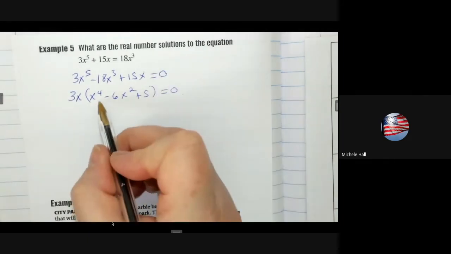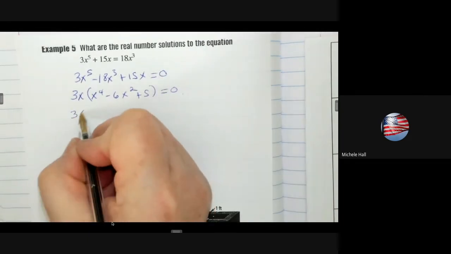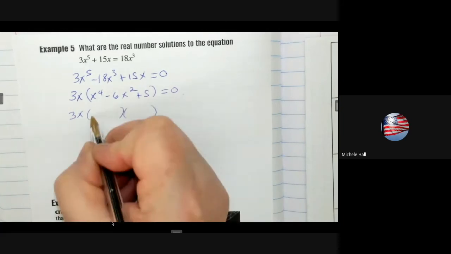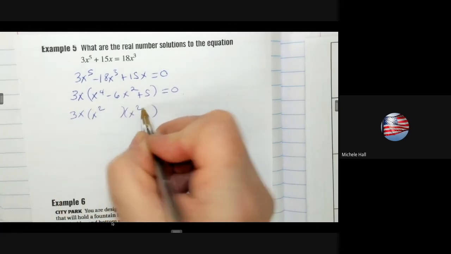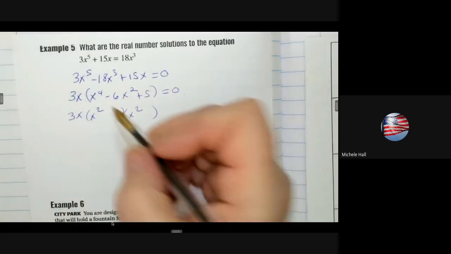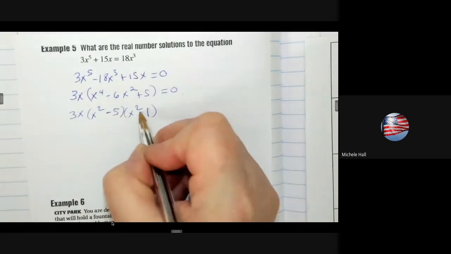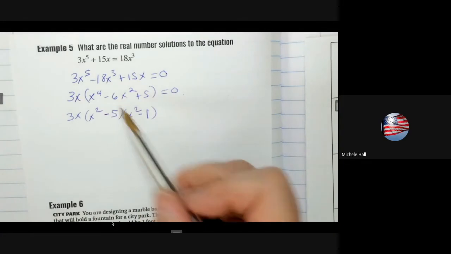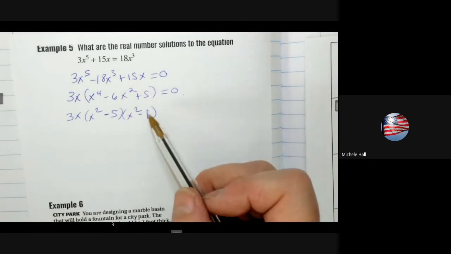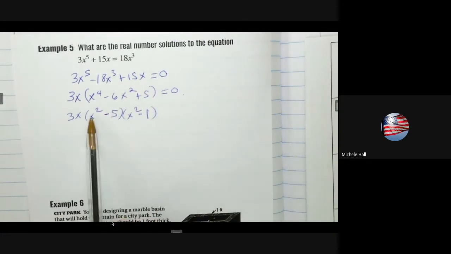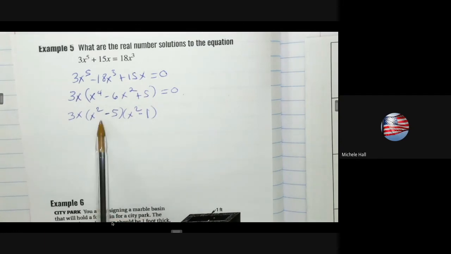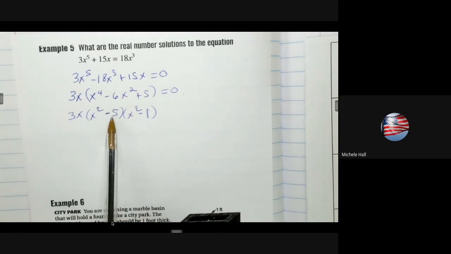And we're going to factor this degree 4, which will be x squared times x squared equals x to the fourth. And then 5 and 1, they both need to be negative. Negative 5, negative 1 adds to negative 6, and negative 5, negative 1 multiplies to positive 5. Now I have a degree 2 here. Will this factor anymore? I have a perfect square, but this is not a perfect square.